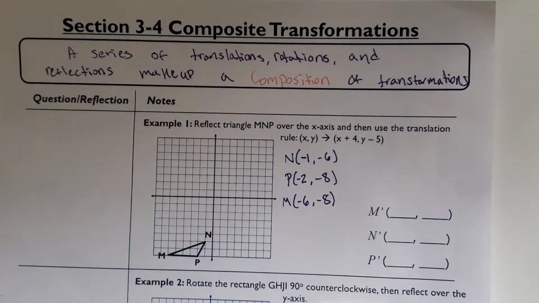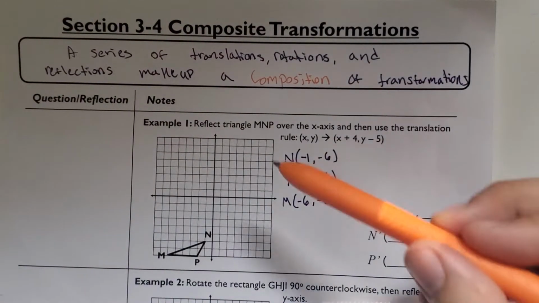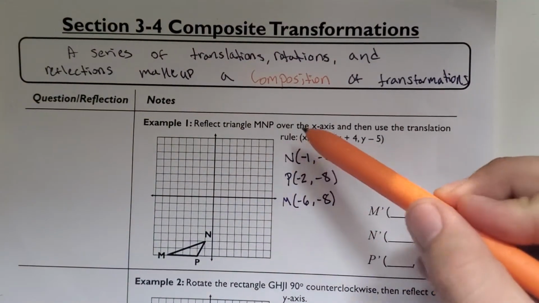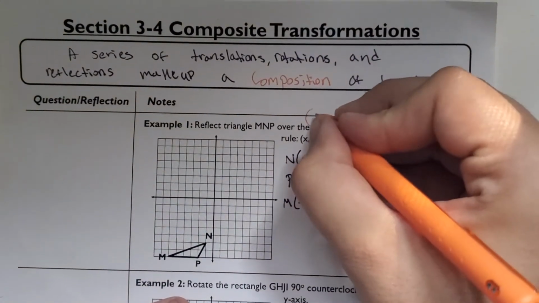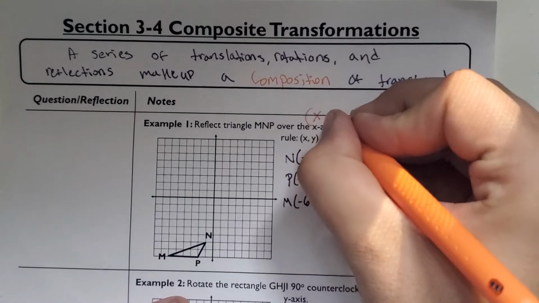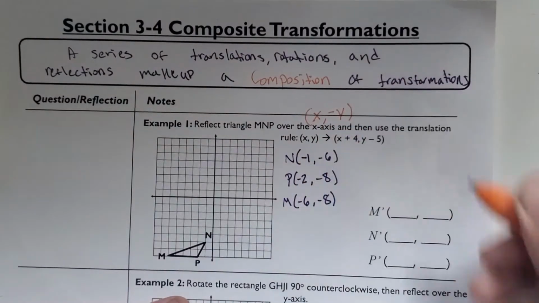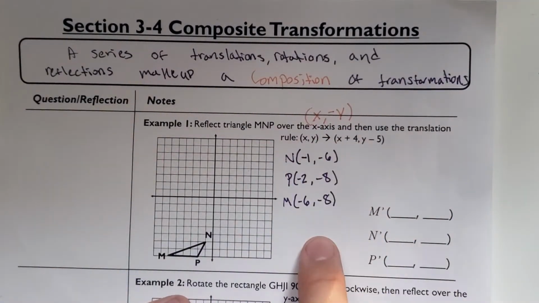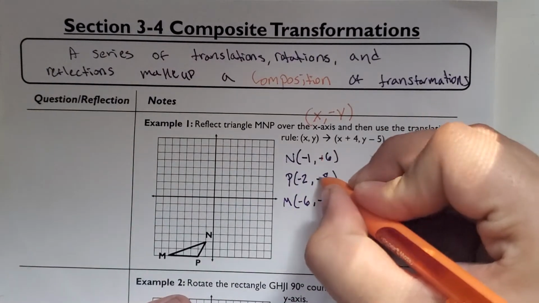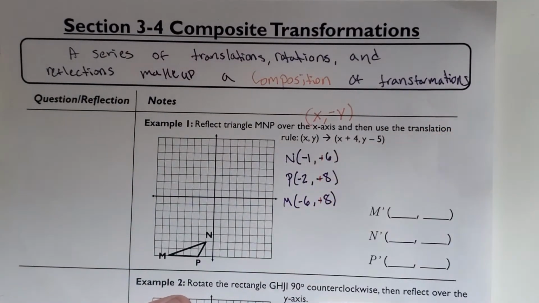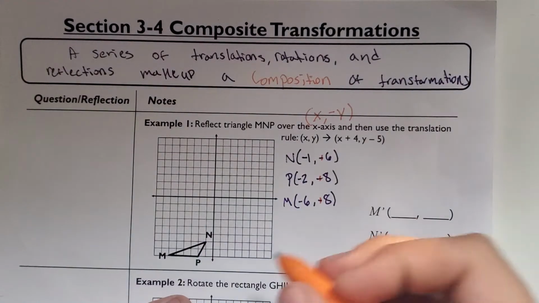So what we're going to do is apply the rules that we've learned for each of these and make our way through. So the first thing is reflect the triangle m, n, and p over the x-axis. Remember, when we reflect over the x-axis, our x stays the same, but our y's switch signs. So I'm going to need to change the sign on all of my y's, which is going to be pretty easy, right? They were all negative, so they're all going to switch to positives.